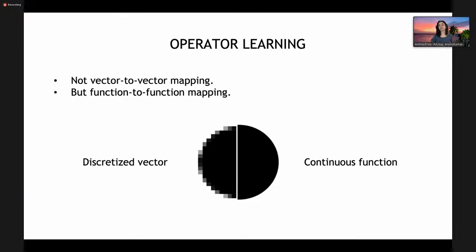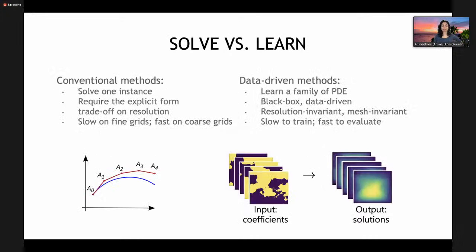So we don't want our neural network training to depend on any particular grid or resolution. It should be able to learn the solution operator between infinite dimensional spaces. And that's the aspect, right? So the data-driven methods we are designing, we wish them to be resolution invariant and mesh invariant.